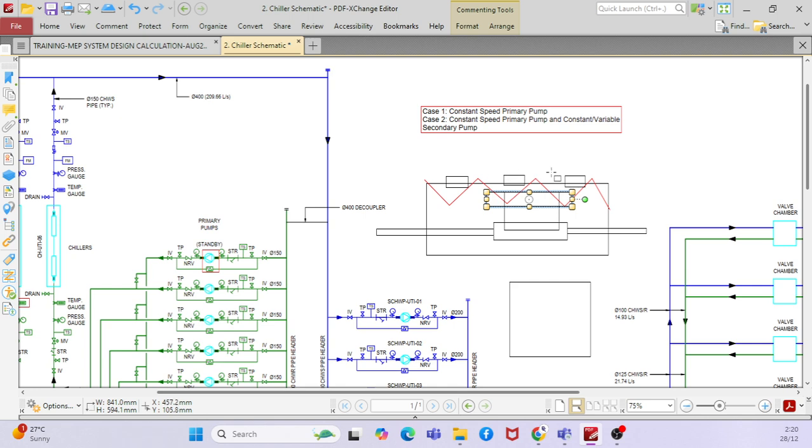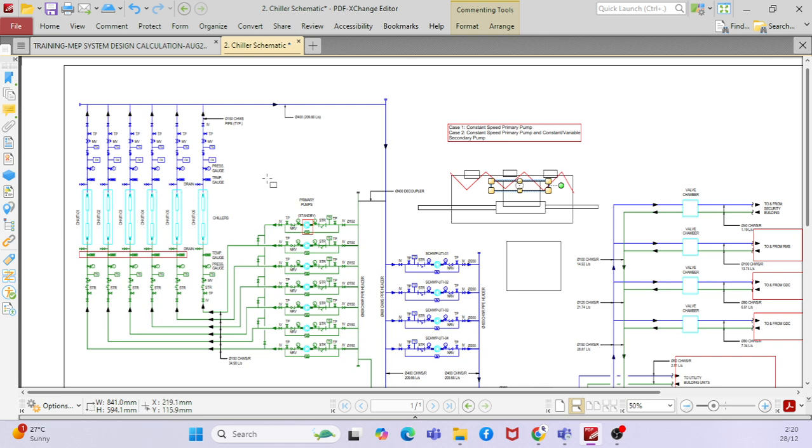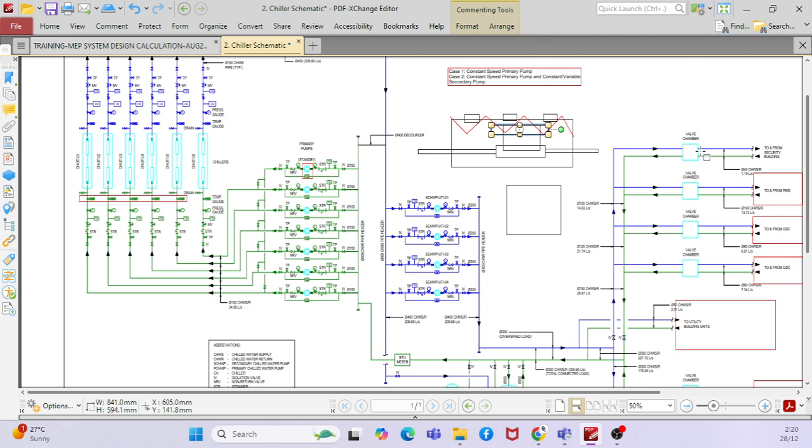And you can say this is the chiller. Then you also have the building side equipment, for example fan coil units or air handling units.